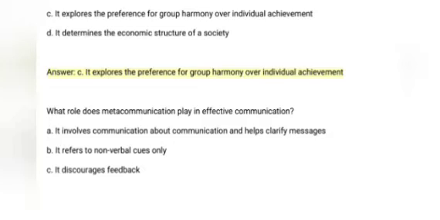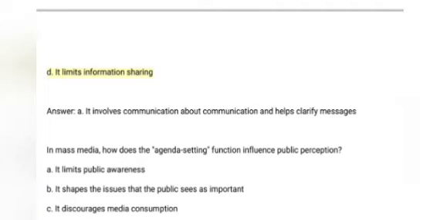A. It involves communication about communication and helps clarify messages. B. It refers to nonverbal cues only. C. It discourages feedback. D. It limits information sharing. Answer. A. It involves communication about communication and helps clarify messages.